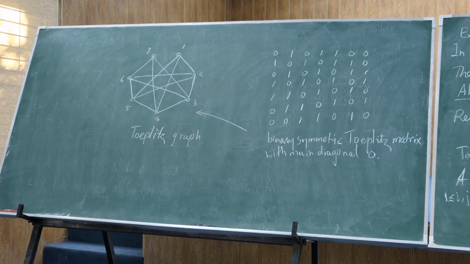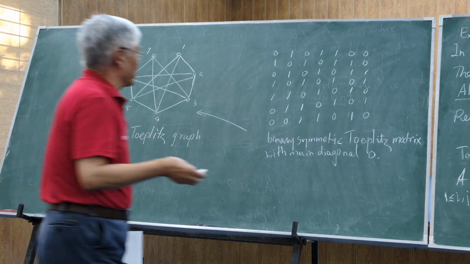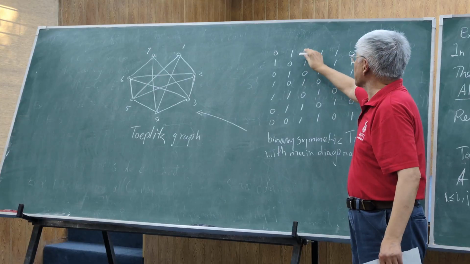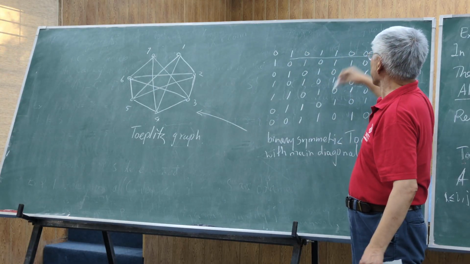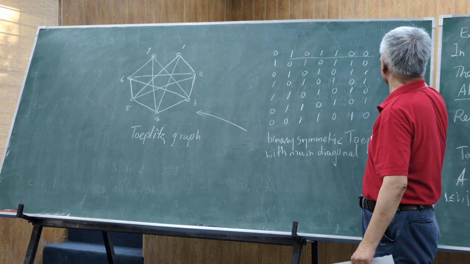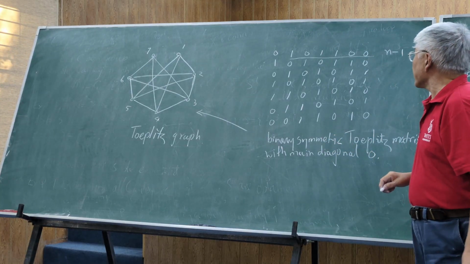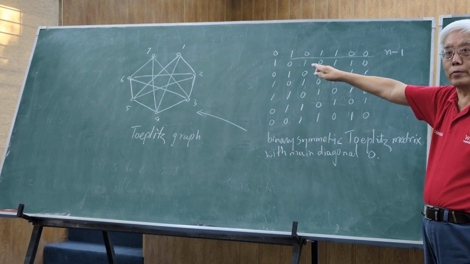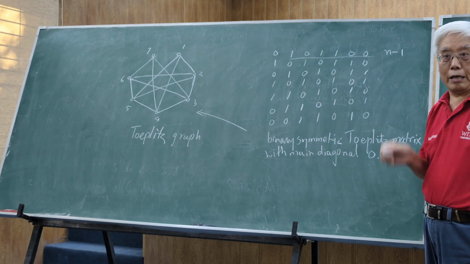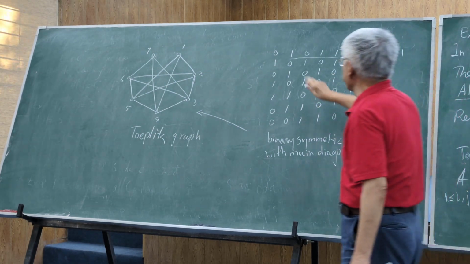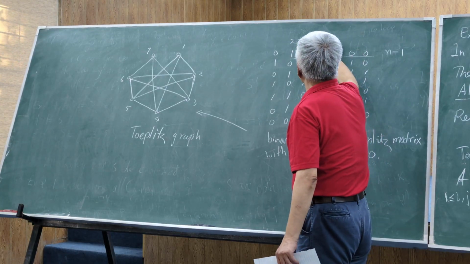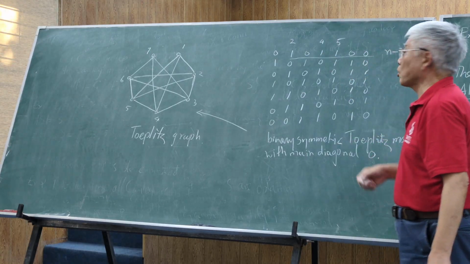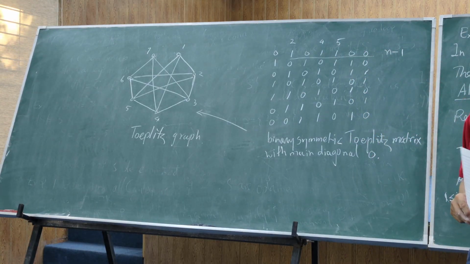Now, we have already observed that because of the symmetry and the main diagonal, the whole matrix is determined by these entries. How many of them? N minus 1, where n is equal to 7. Now, their positions, their column numbers in that first row, are natural numbers. In this case, this is column 2, 4, 5. So those 2, 4, 5 will determine this graph, right?